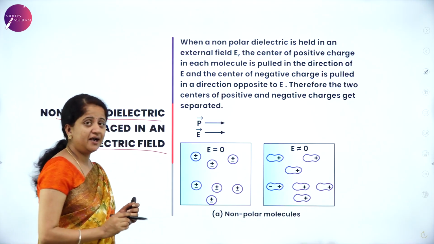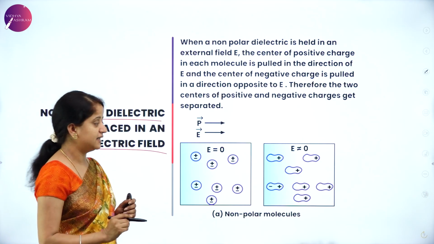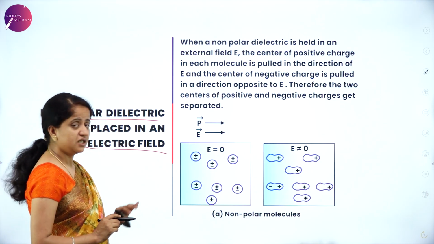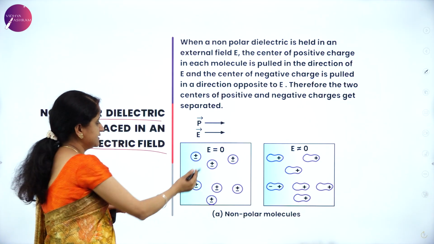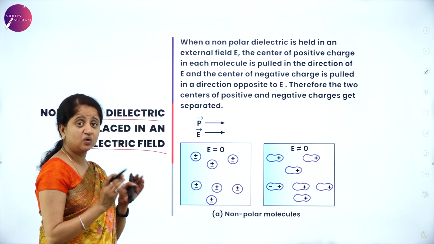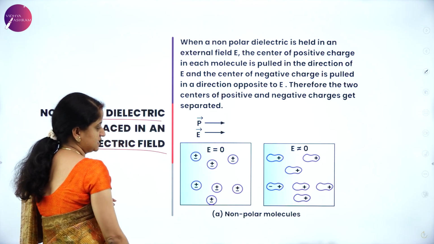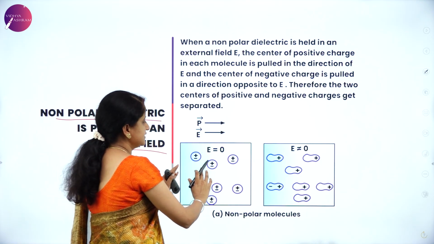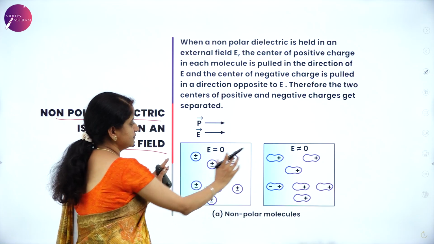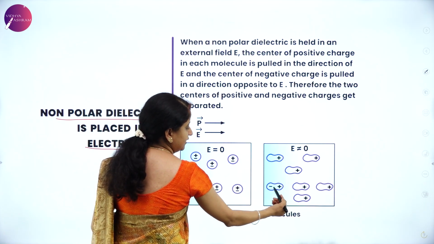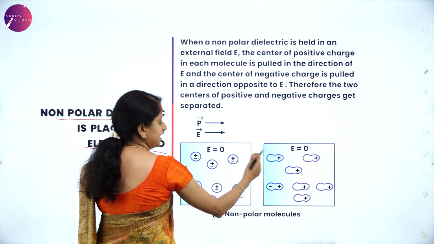When a non-polar dielectric is held in an electric field, you can observe here, this is a non-polar dielectric where the centers of positive and negative charges coincide. When there is no electric field, this is the condition. Now if the same dielectric is placed in an electric field, you can observe here, they are separated. Positive charge and negative charge are pulled apart.